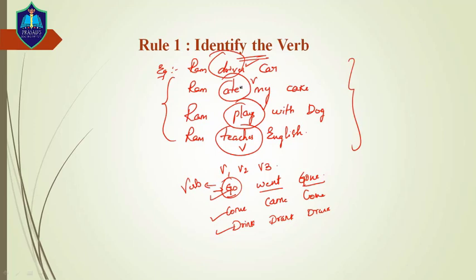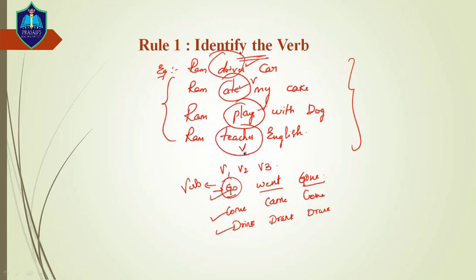And if you observe eat, ate, eaten; play, played, played; teach, taught, taught. We can form all of these in all three forms, and hence we concluded that these are the verbs. So this is how we have to identify the verb.